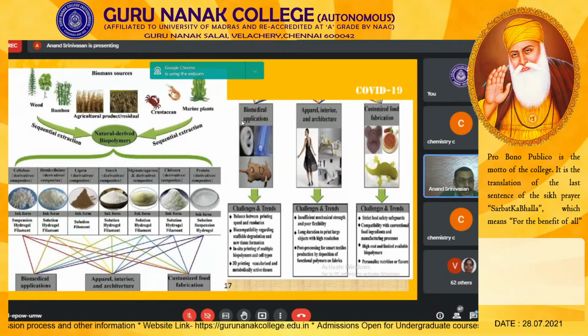And solution filament, again you can use a lignin derivative, starch derivative, alginate derivative, chitosan which is obtained from crab shell. Chitosan is obtained from animal shell. Chitin is a material. When you do the degradation of chitin, you will get the chitosan. And then you can also use protein derivatives in the form of ink, which can be 3D printed. So the products can find application in biomedical, apparel, interior and architecture, and customized food fabrication as well.